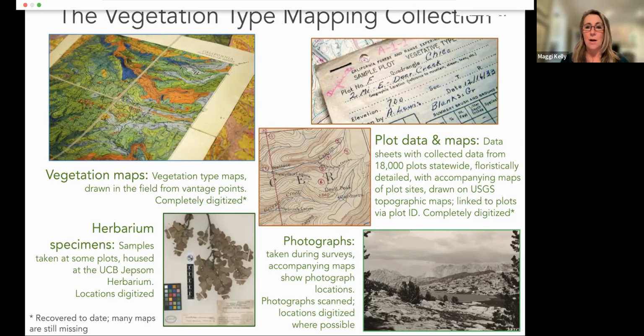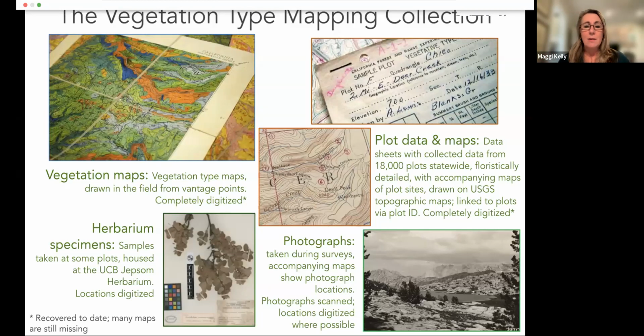And the wonderful thing about all of them was, the vegetation type maps were on USGS topographic quads. The plot data were stored in these plot cards and then located on USGS topo maps. The photographs were taken and the vantage point of the photographs was located on topo maps, and the herbarium specimens also. So all of these were geolocated, but they were all sort of separated, and the physical copies were stored in various libraries around the state or in private collections.